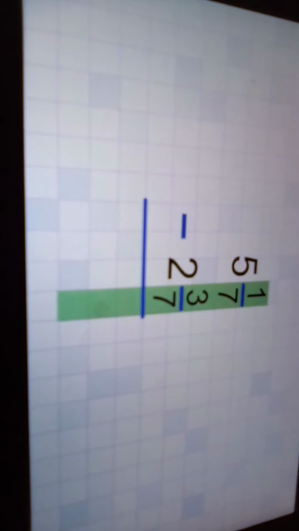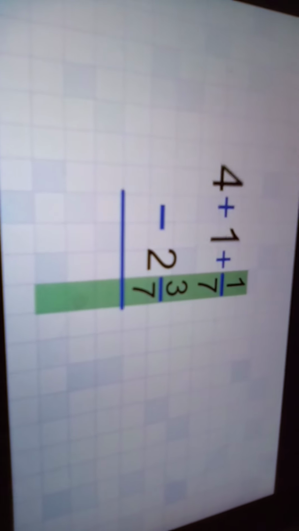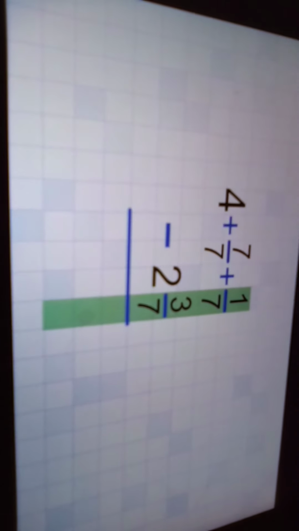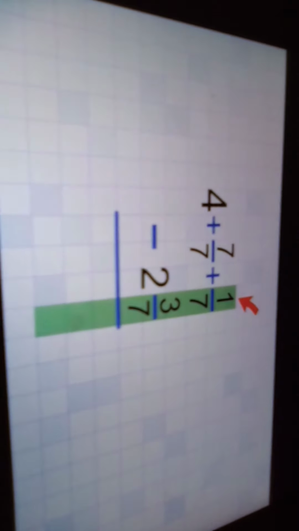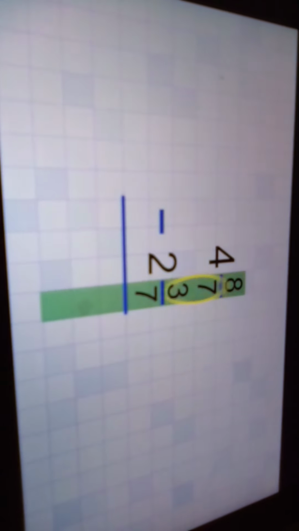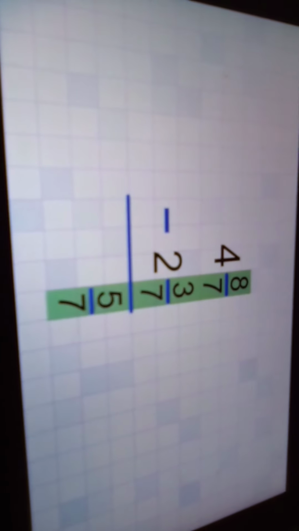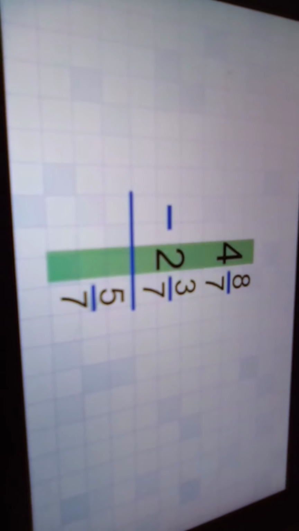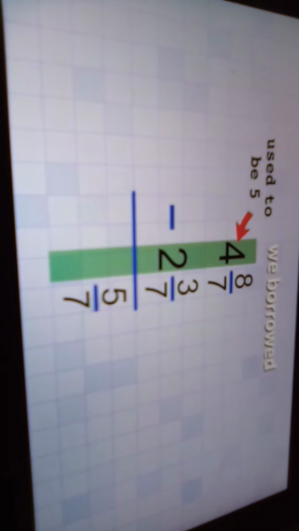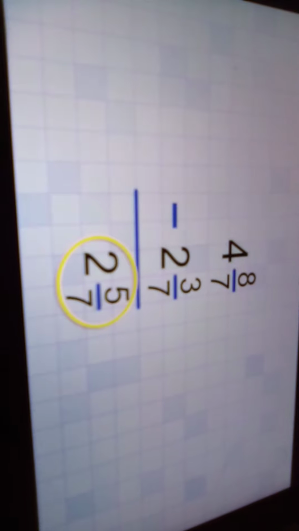In this example, we do that by changing the whole number part, 5, into 4 plus 1, and then changing 4 plus 1 into 4 plus 7 over 7. And finally, we can combine that 7 over 7 with the 1 over 7 to get 8 over 7. Now, the fraction on top is big enough to subtract 3 over 7 from. 8 over 7 minus 3 over 7 is 5 over 7. And then we just need to subtract the whole number parts. The top whole number used to be 5, but we borrowed from it, so now it's 4. 4 minus 2 equals 2, so our answer is 2 5/7.